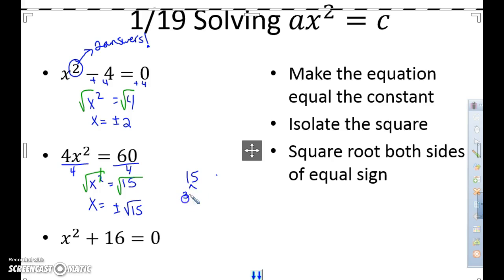And 15, does it reduce? No. So it does not break down. So we're just going to leave it as plus the square root of 15 and minus the square root of 15. And we're going to do the last one.